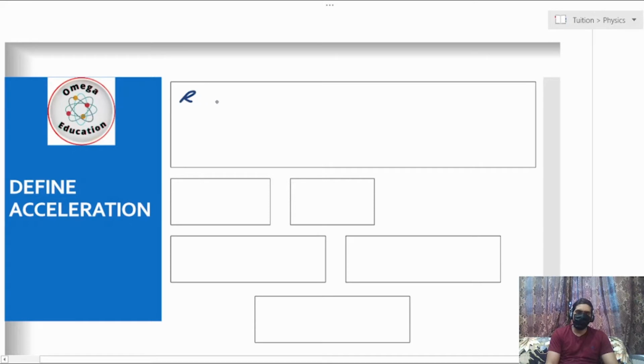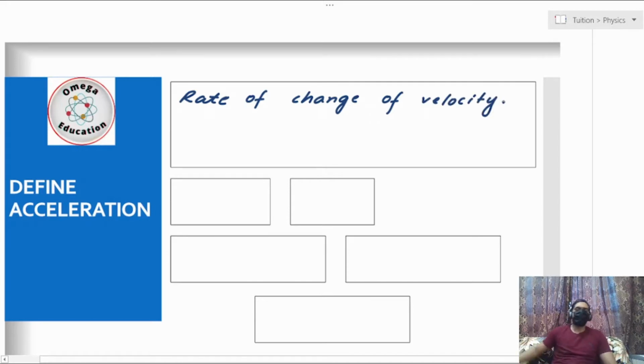The acceleration is simply defined as the rate of change of velocity. Or you can say rate of change of speed for an object moving in a straight line. And this is the standard definition, but you have to relate this standard definition to the context. If they have asked the question in some context, you have to answer in that context.